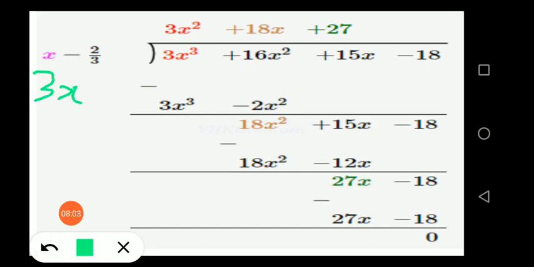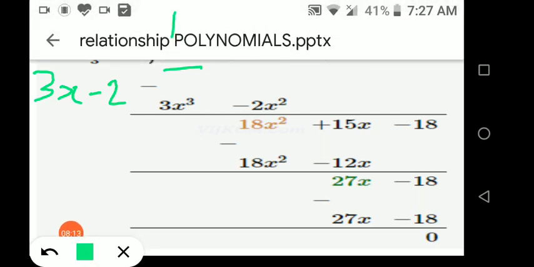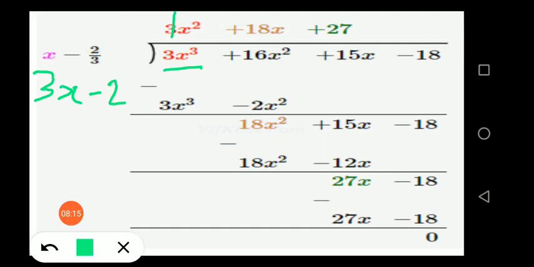3x minus 2. So this is 3x cube. By what number we will multiply? x square. Yes. So instead of 3, this will be x square. Then 3x minus 2 multiplied by x square is 3x cube minus 2x square. Yes. And then on subtraction, we will get here 18x square, and here 15x from up to down, and 18 also from up to down. Then again 18x square is there, and this is 3x.